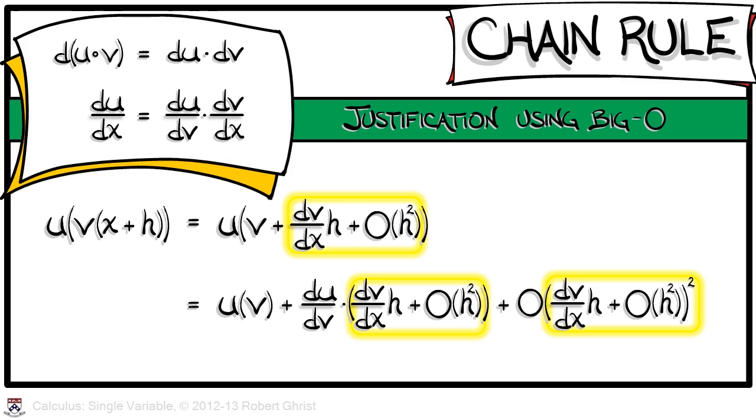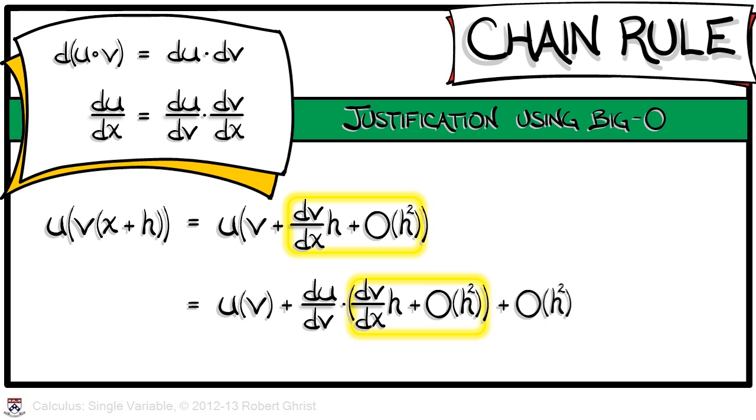If we look at that big O on the right and view it as a function of h, then, squaring everything in sight, we see that everything has powers of h that are at least 2. And so we can replace that by a big O of h squared. Now, for the terms in the middle, when we distribute the multiplication of du dv with all of the terms in the parentheses, the latter term, du dv times something in big O of h squared, yields, again, something in big O of h squared. And so, combining those big O's of h squared, we are left with a first-order term in h that has coefficient du dv times dv dx. And that is the proper form of the chain rule.